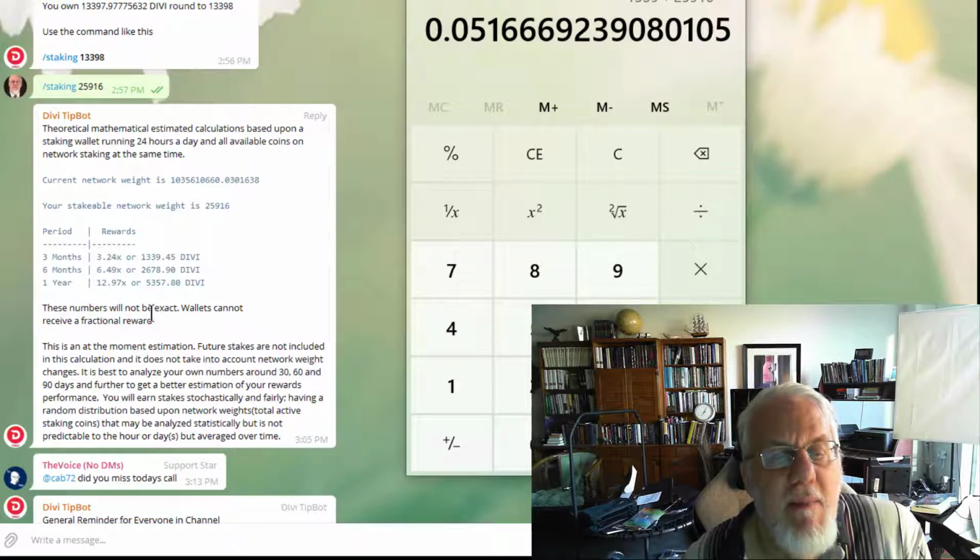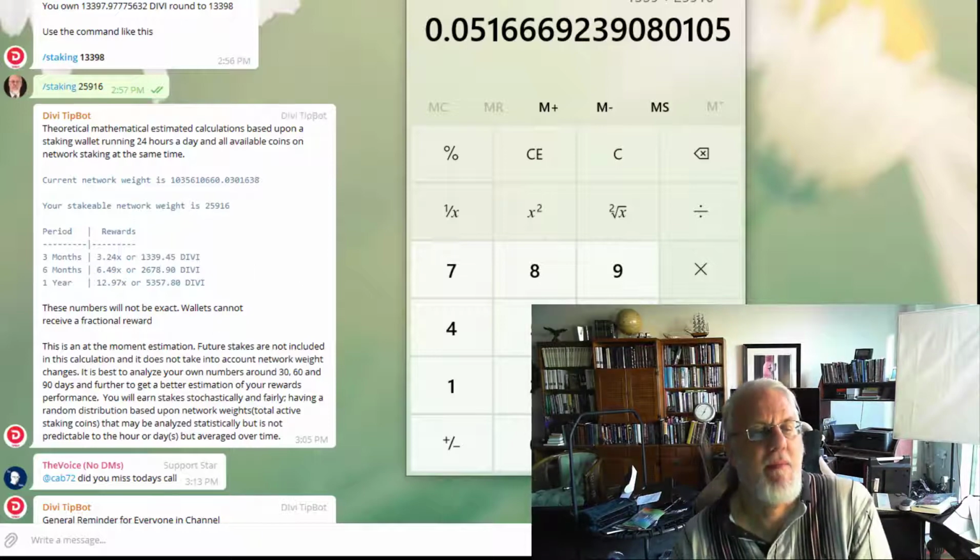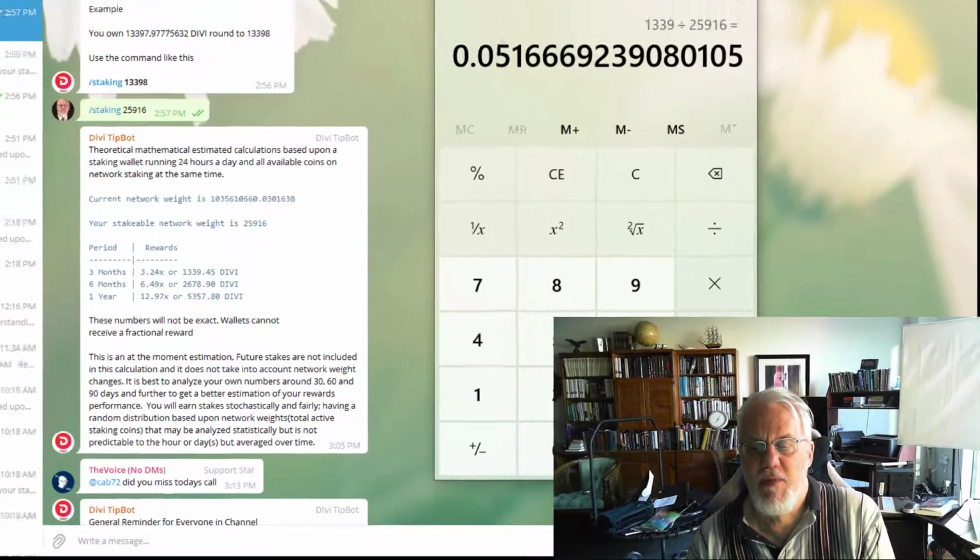These numbers will not be exact. Wallets cannot receive a fractional reward. Anyway, you can read all that later if you want. Now I'm going to go back to the original post we were in.